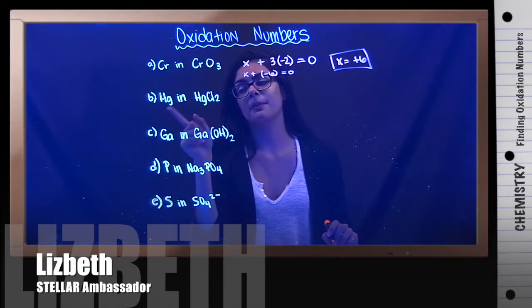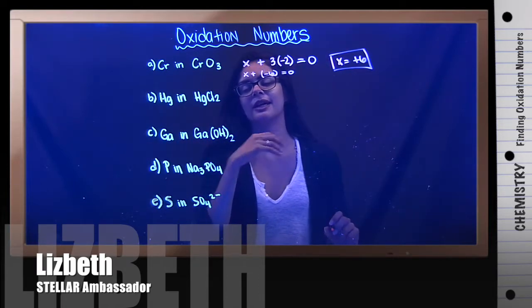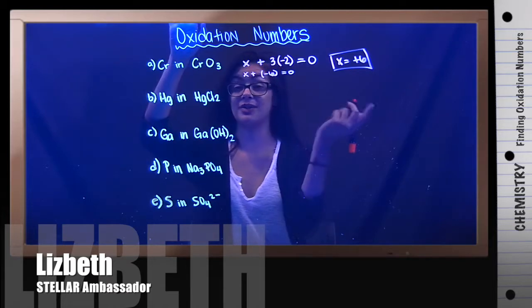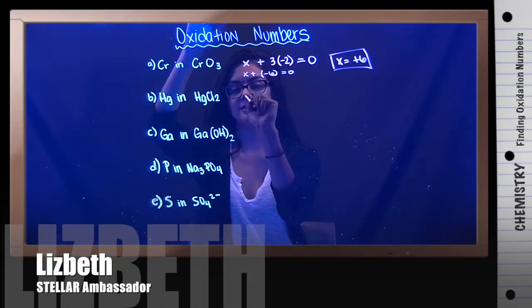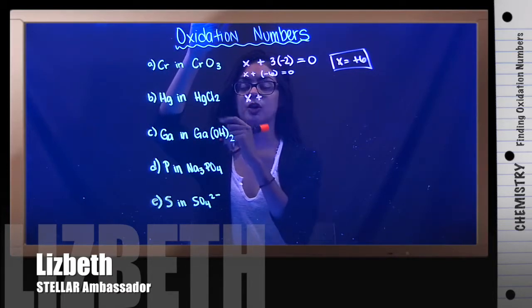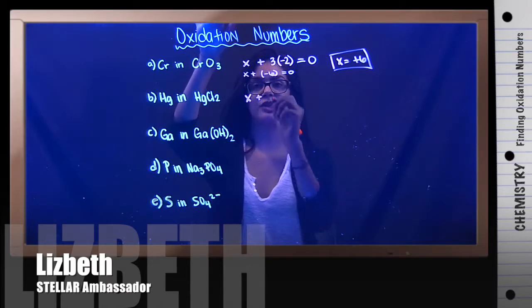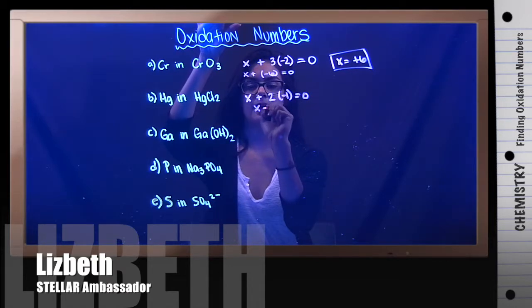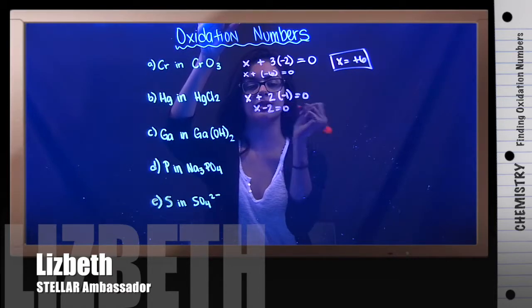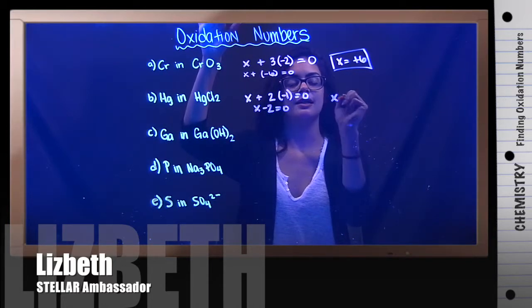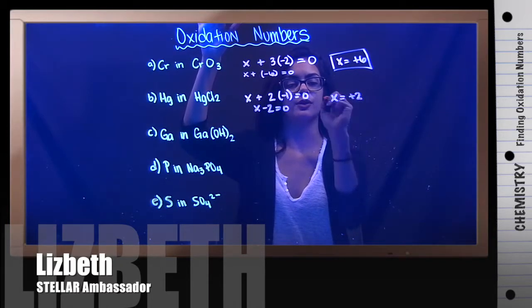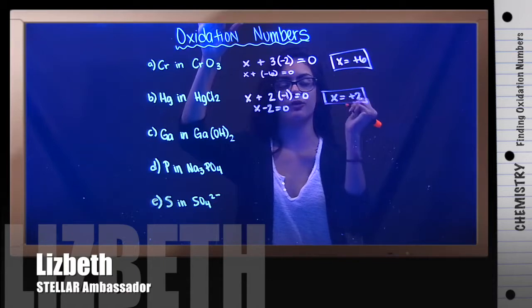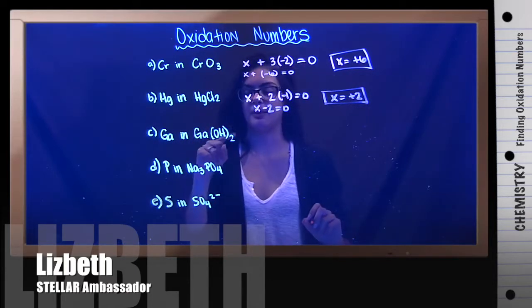Now we're going to do mercury in mercury chloride. We're going to do the same thing. Mercury is going to be our x. Chlorine is a halogen, which means it's going to have a -1 charge. There's 2 of them, each with a -1 charge, and the total is equal to 0. So that's going to be x minus 2 is equal to 0. That means x is going to equal +2. That's the oxidation number for mercury in that compound.